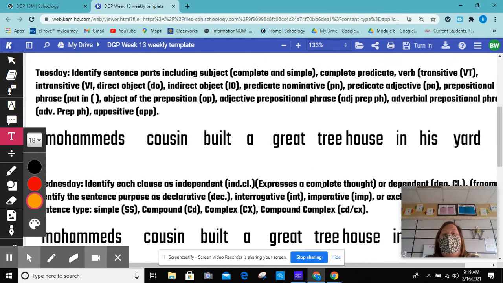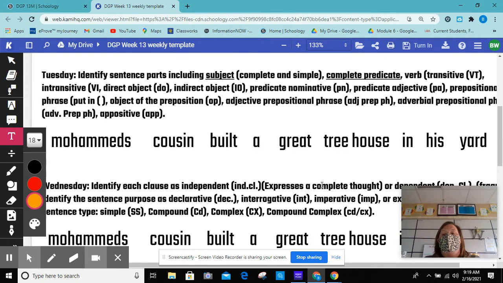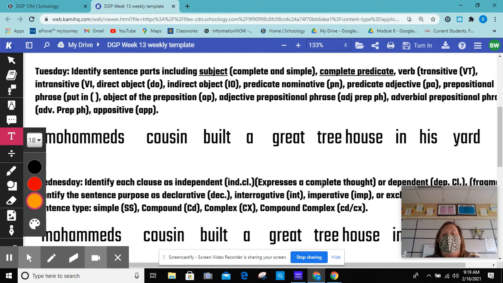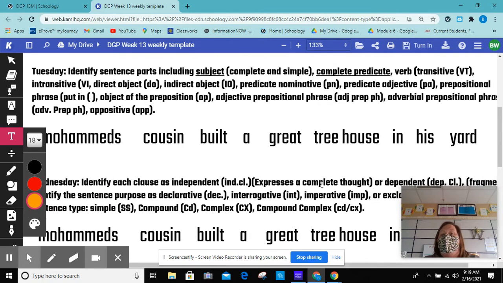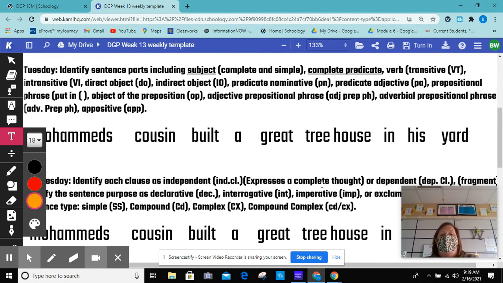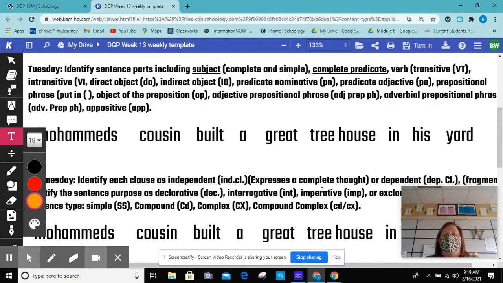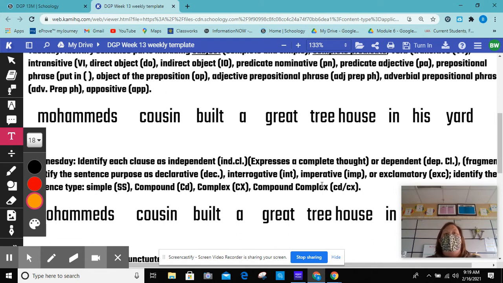All right, so on Tuesday, we have to identify sentence parts, including subject, complete and simple, complete predicate, the verb as transitive or intransitive. You have to find your direct object or indirect object, predicate nominative, predicate adjective, prepositional phrase, the object of the preposition, and you have to determine whether it is an adjective phrase or an adverbial phrase. Also, if we have an appositive, we identify it on Tuesday. All right, your sentence is, Muhammad's cousin built a great tree house in his yard.